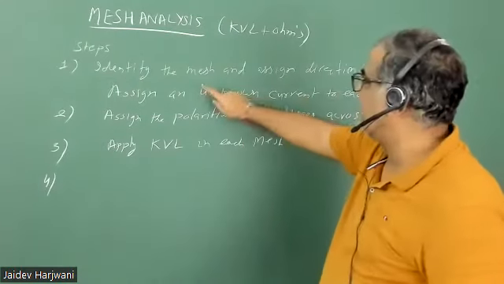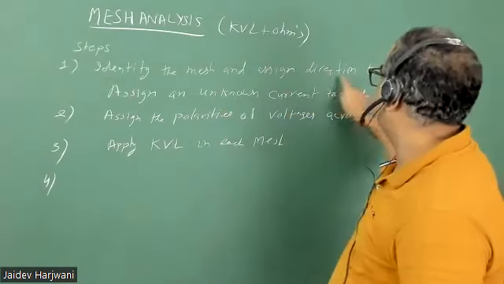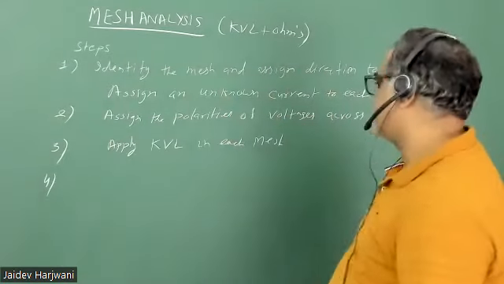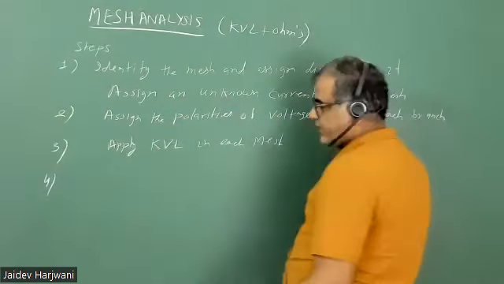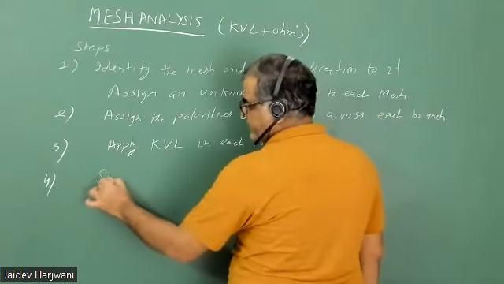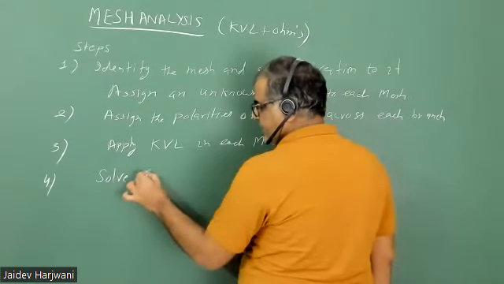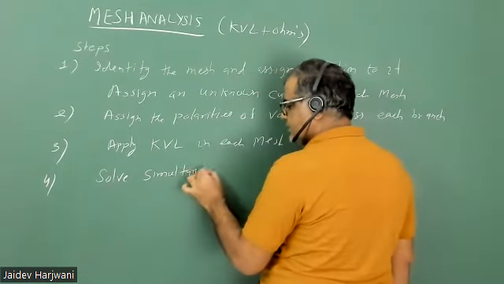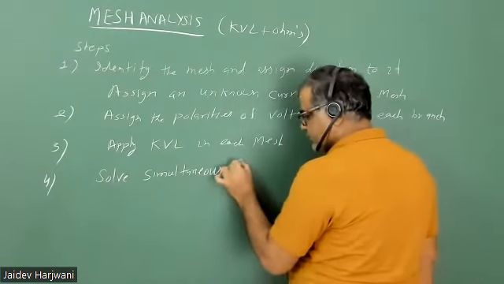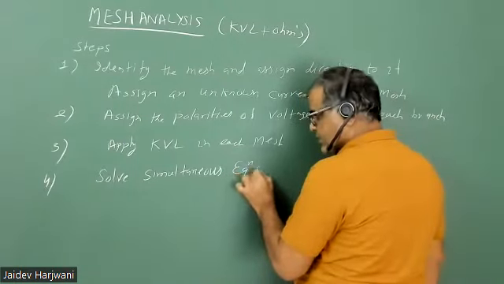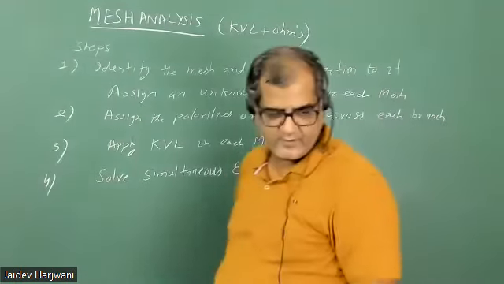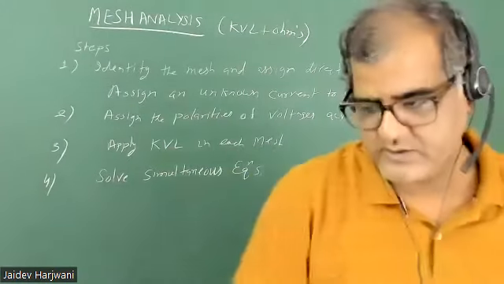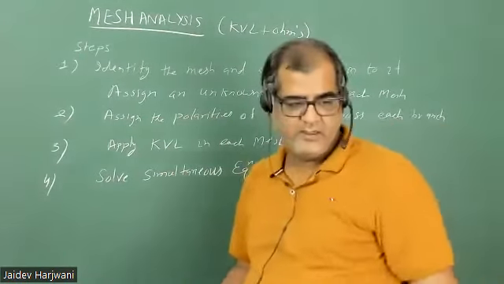Assign direction to it. Identify the mesh and assign direction to it. Okay. Then assign an unknown current to each mesh. And the fourth point is solve simultaneous equations. Okay, so let us illustrate this technique by an example.